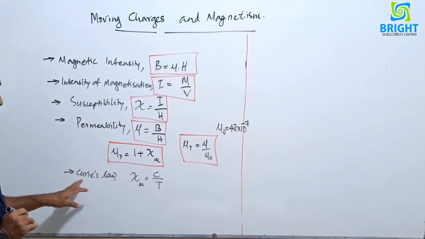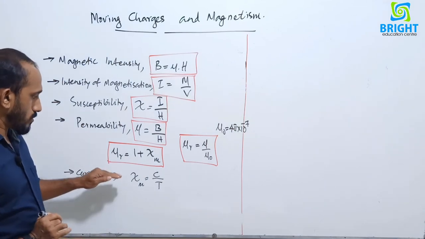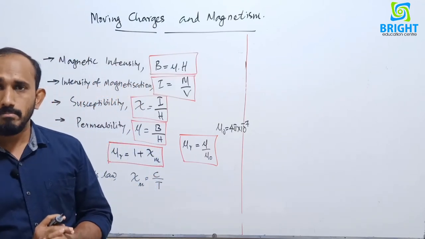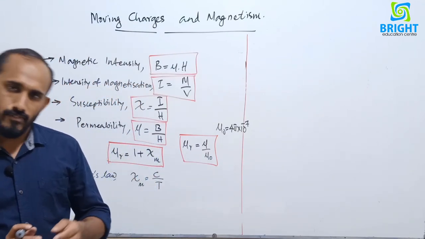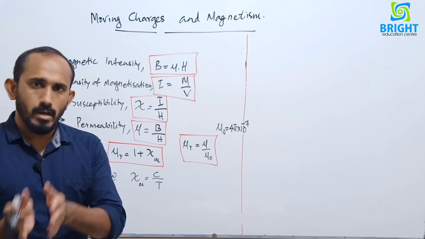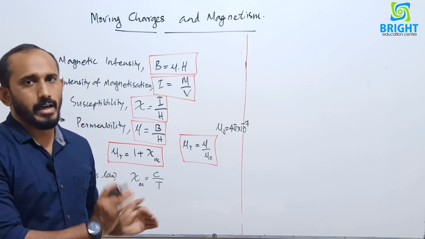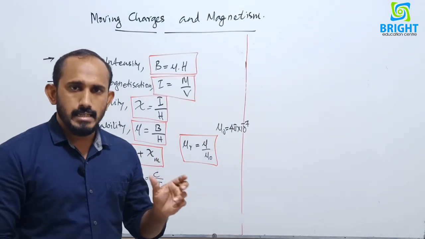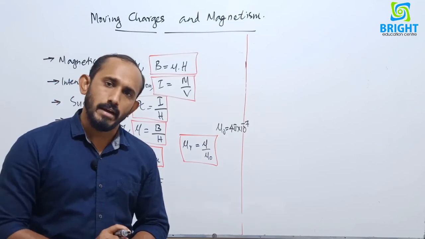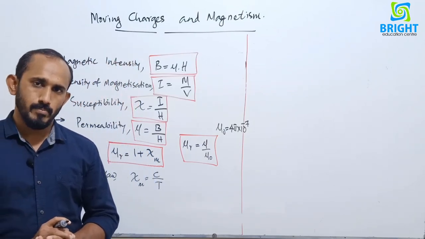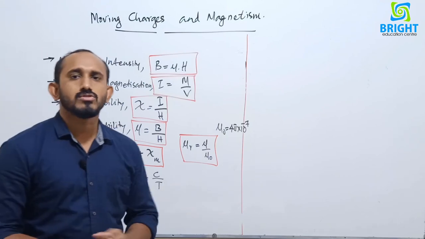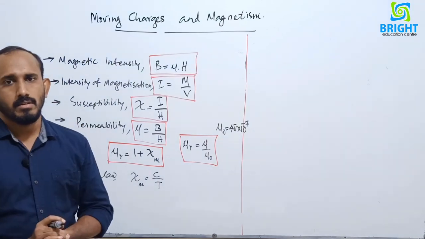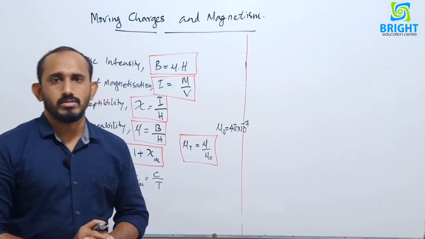Then Curie's law, which tells you about the nature of the magnetic material. As the temperature increases, a paramagnetic material will lose its magnetic nature, and a ferromagnetic material also. Ferromagnetic material will become paramagnetic and paramagnetic will become diamagnetic. So what is a diamagnetic material? A material which is repelled by an external magnetic field is called a diamagnetic material. One which is strongly attracted is called a ferromagnetic material. And paramagnetic has a nature in between, meaning they are slightly attracted towards a stronger magnetic field.